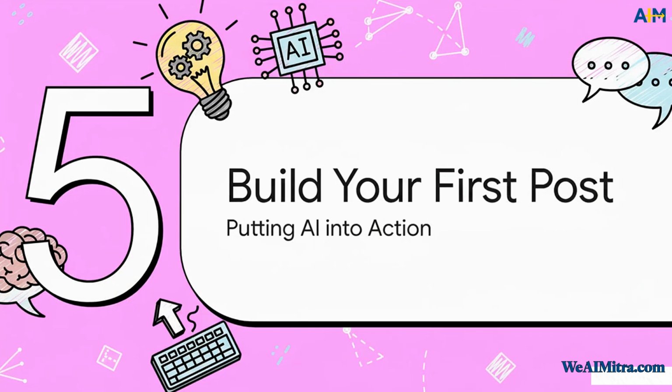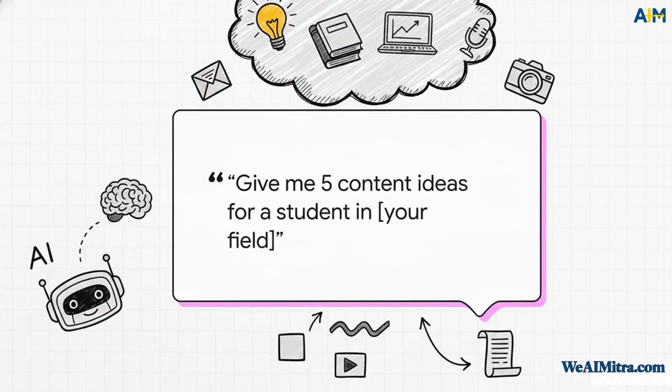Okay, enough theory. Let's make this real. Right now, we are going to put this AI system into action. We're going to walk through building your very first post step by step. So, open up your favorite AI tool and start with this exact prompt. Give me 5 content ideas for a student in, and then just fill in the blank with your field. This is how you're going to generate a whole list of potential topics in like 5 seconds.